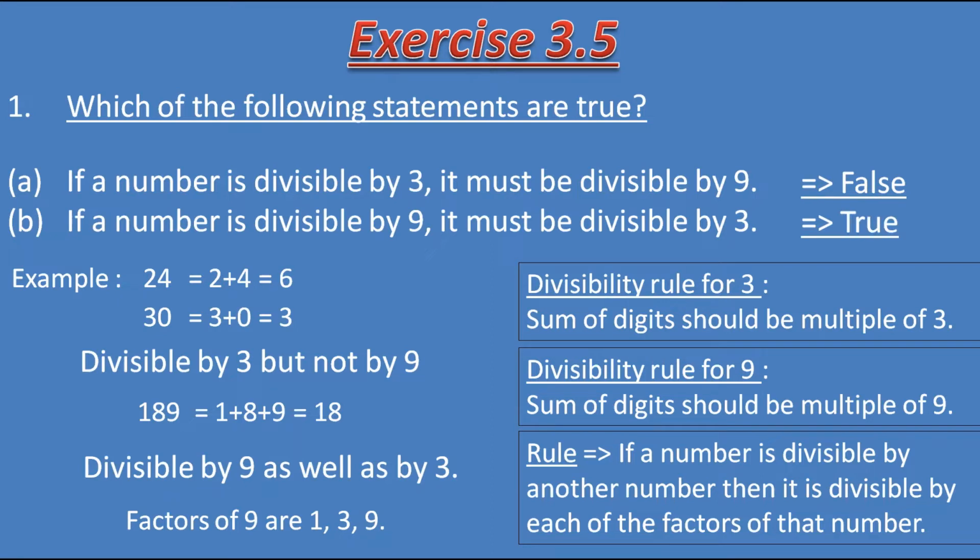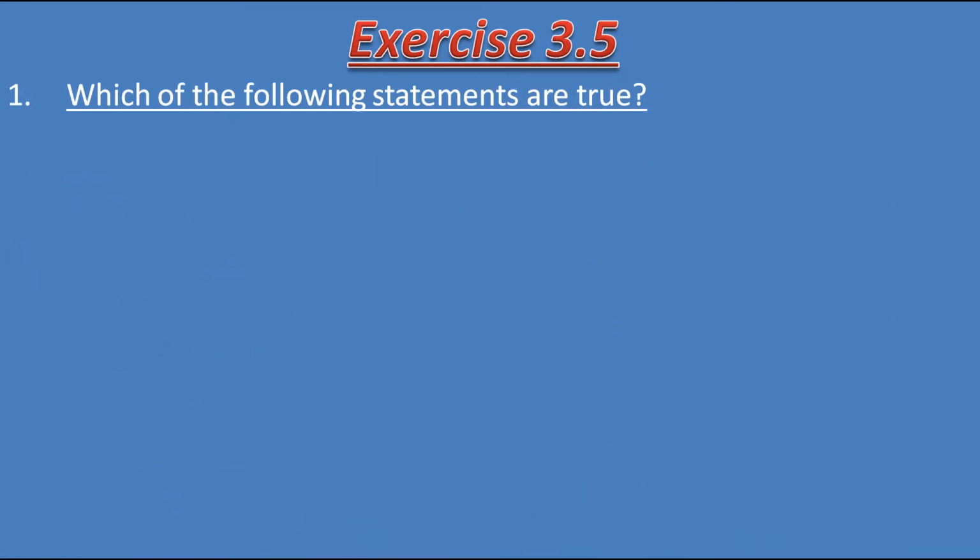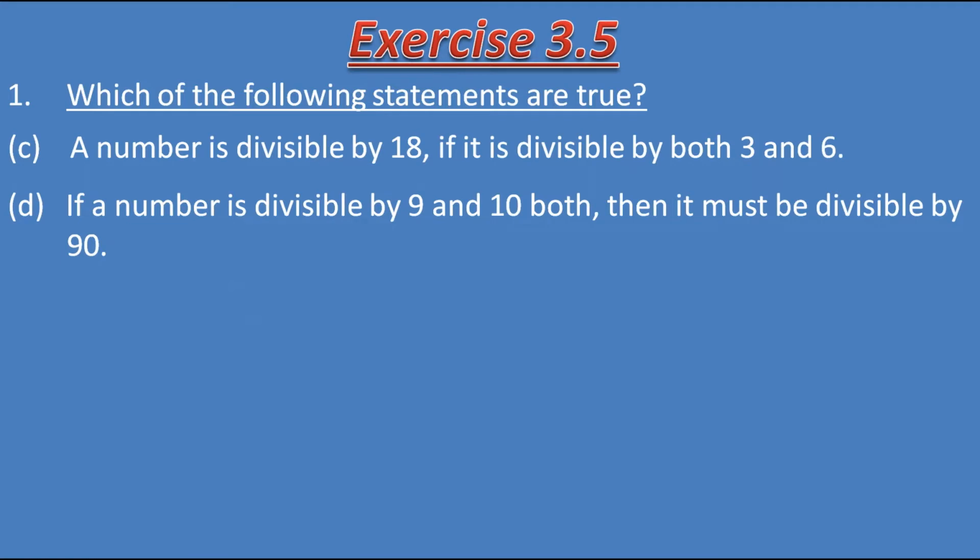Now let's check the next statements. Here also I am taking those two statements C and D, and both of them are related to each other. Therefore, I am taking both of them at a time. The first statement is: a number is divisible by 18 if it is divisible by both 3 and 6. Same way, the next statement is: if a number is divisible by 9 and 10 both, then it must be divisible by 19.